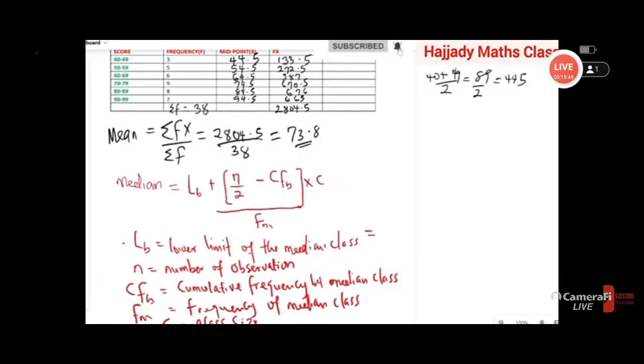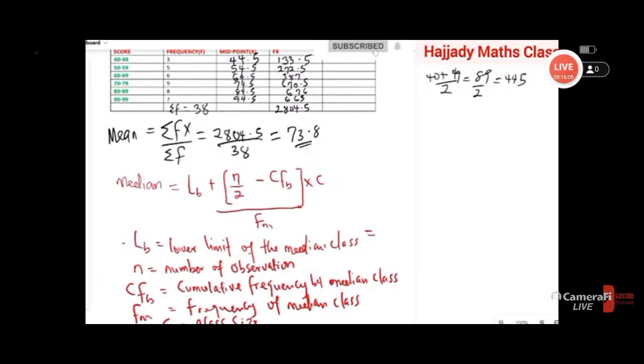For you to determine your median class, in our last video you can check, we talked about how to determine the median of ungrouped data. Now the summation F we have here is 38. So when you divide 38 over 2, it's going to give us 19, right? So let's calculate our cumulative frequency and see first.